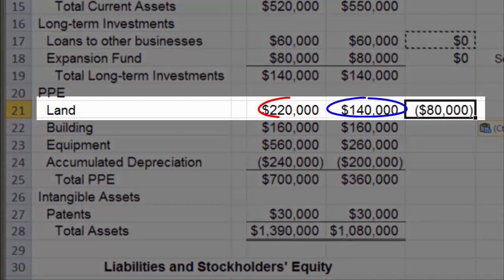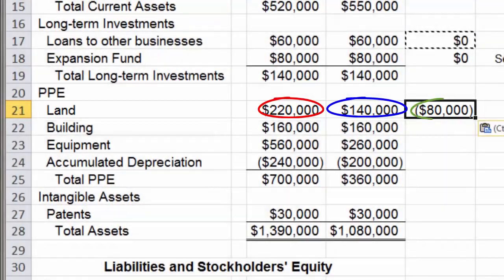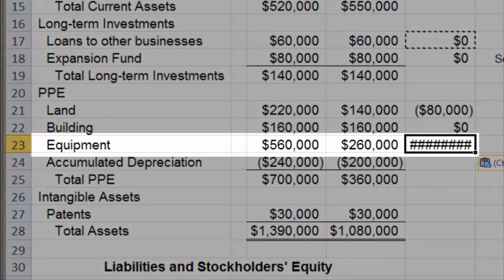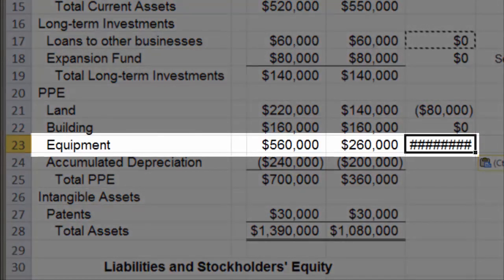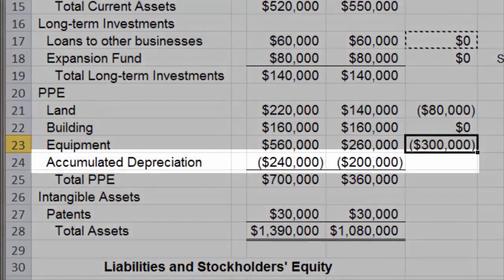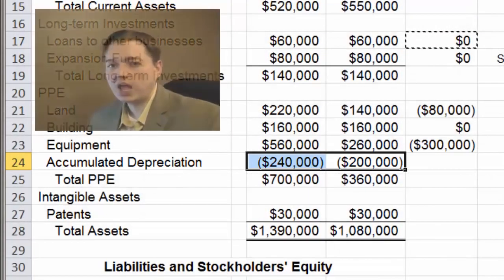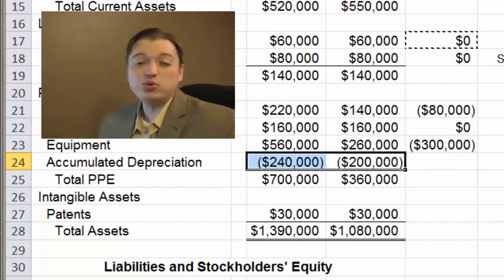I went from 140 to 220. Land goes up, so cash must have gone down as I bought it. There's my building. Nothing changed with my building. I did buy a bunch of equipment, and I'm going to widen that column. There we go. Now, accumulated depreciation also changed, and if I were doing cash to accruals, I would use that to guess at what depreciation expense was. But in this case, I don't need to do that because I'm doing accrual to cash.